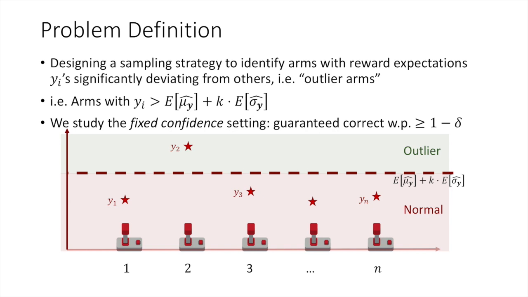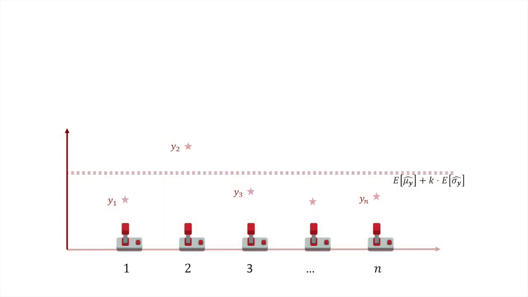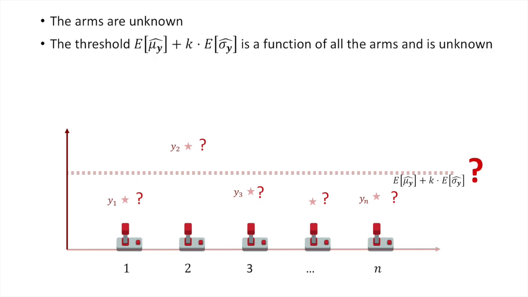This problem has many applications, such as identifying side effects in medical experiments or screening for network failures. This problem is non-trivial because not only the expectation of each arm is unknown, but also the outlier threshold function, since it depends on all the arms. This poses a double exploration trade-off.